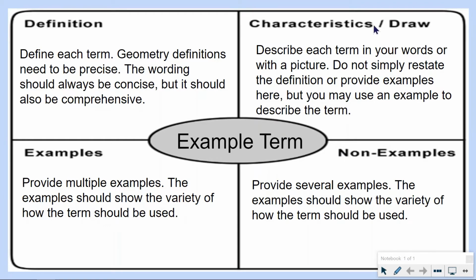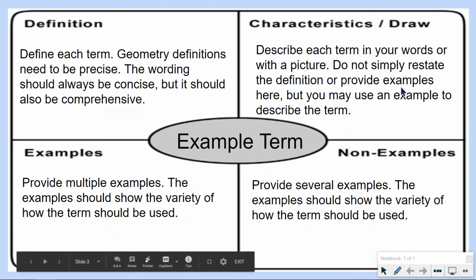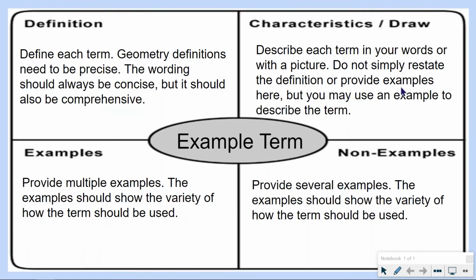The characteristics and drawing maybe should not be a repeat of the definition. They shouldn't be examples. It should be a description, something that makes sense to you, a description of what examples might look like. The examples, you should provide at least 2 examples of each. Sometimes it's easier than others, but the examples should be varying. I'm going to get into my own example in a second, but they shouldn't be the same exact type.